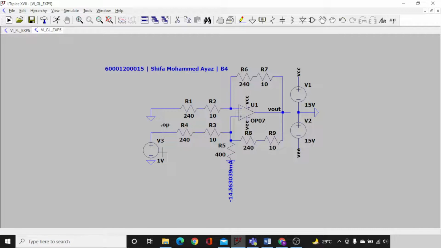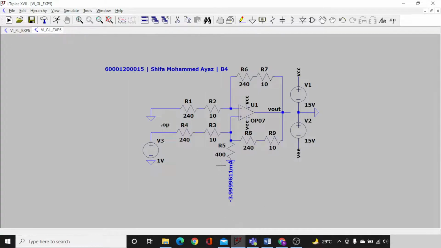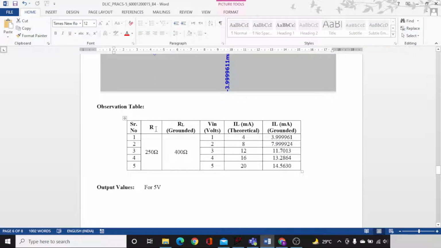So I have given 1 volt as an input to the non-inverting terminal, the inverting terminal is grounded by the resistances, and this is your RL through which we need to observe the current. So let's save it and run. The output is again much closer to my theoretical values. So again we can say over here that both the values are matching. Now let's see the observation table for the grounded load where RL is considered to be 400 ohms.